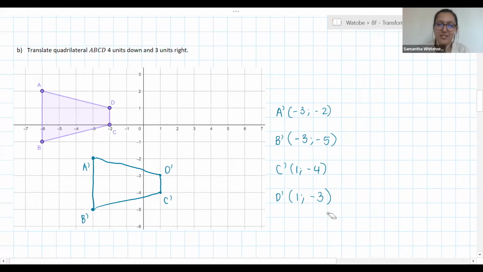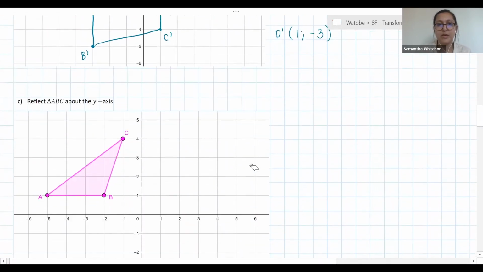Right, I do apologize. I mixed up my coordinates. Common mistake. Don't do what I've just done. Remember, as Sihle said, X first and then Y. So for both D and C, it should have been 1, -4 for C dash, and then 1, -3 for D dash. I do apologize, guys. Who knows? My brain wasn't working. Alrighty, I'm going to assume we've got our screenshots. Let's have a look at our next one.